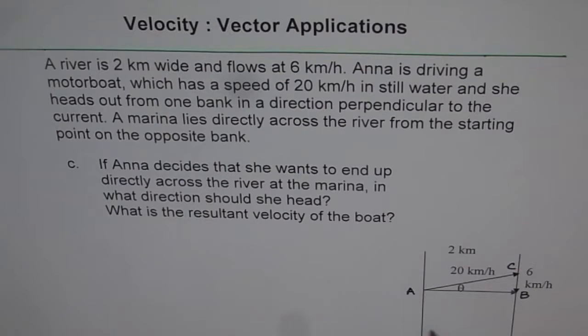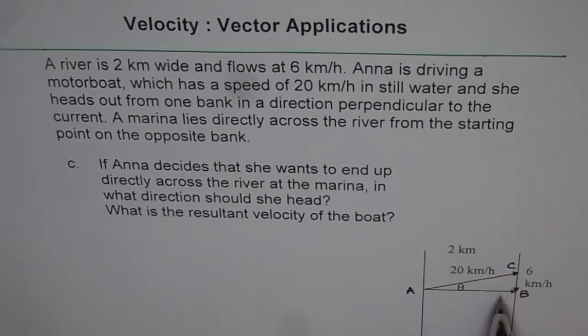So both the triangles are actually very similar, right? So if we say that the velocities make an angle of theta, then the displacement will also make the same angle theta. That is what I'm trying to say here, okay? I hope you understand that point. Now let's start the problem. So this is the location of Anna. She heads at an angle of theta with the velocity of 20 kilometers an hour. And because of the water current, which is 6 kilometers an hour, she lands up right across at B. So we have to find this angle theta.